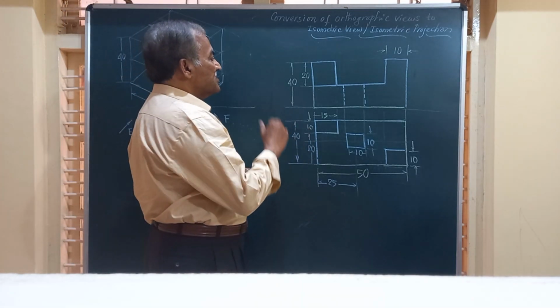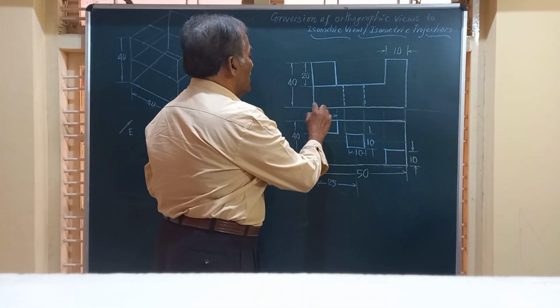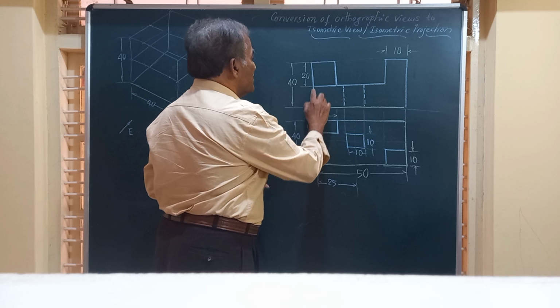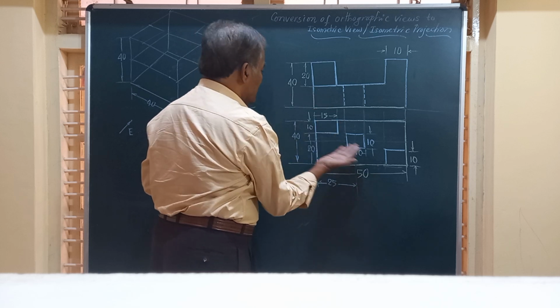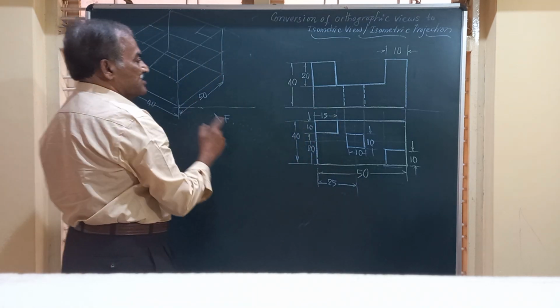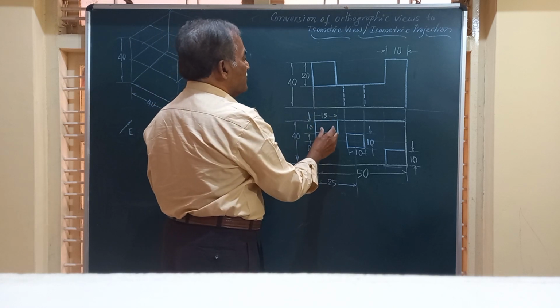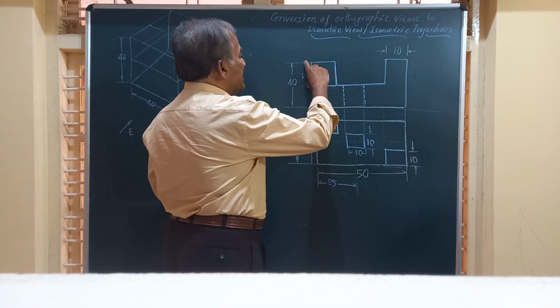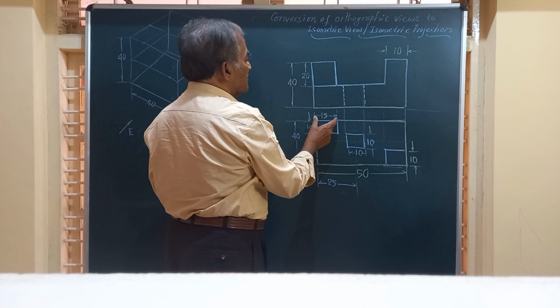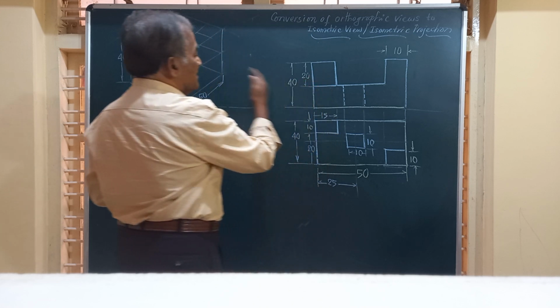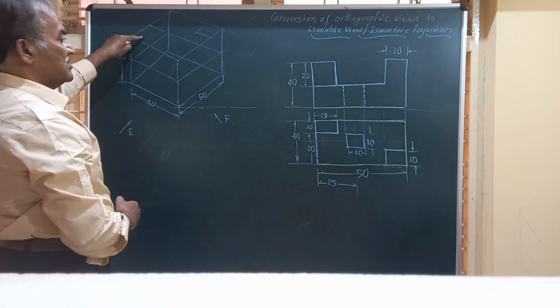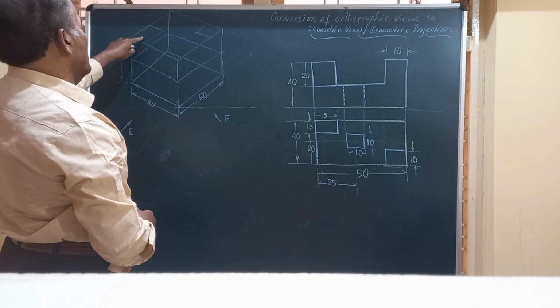Friends, if you observe the top view, above a height of 20 mm from the bottom face, there is a projection of height 20 and width 15 at the corner here. At this corner, you have this.